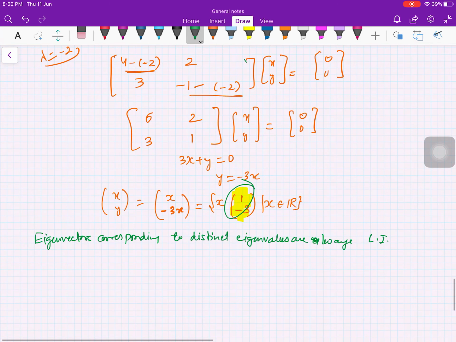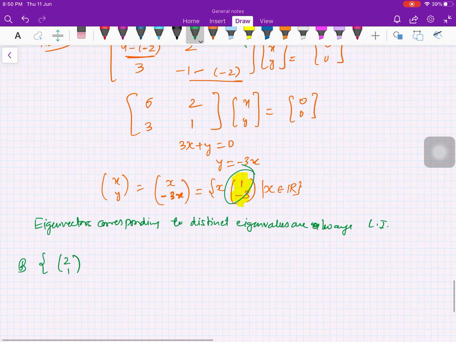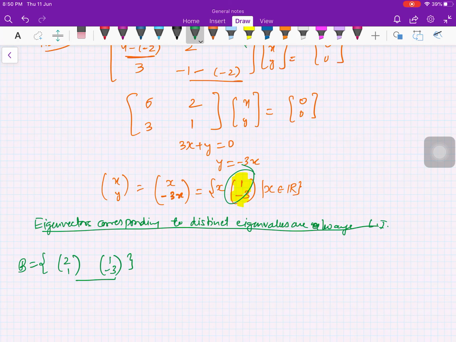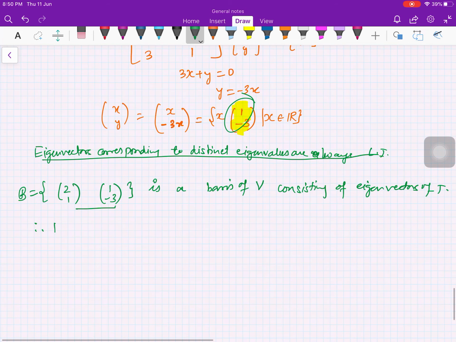So we know that this vector and this vector are linearly independent vectors. So we get a basis, which is (2, 1), (1, minus 3). If anybody doesn't want to use this result, you can just verify. You already know how to check linear independence. This is a basis of V consisting of eigenvectors of T. Therefore T is diagonalizable, because we have a basis of eigenvectors.